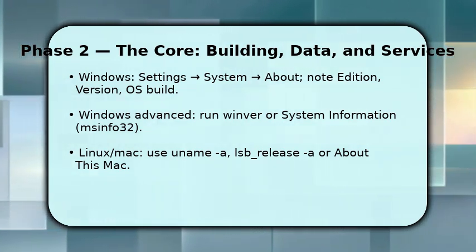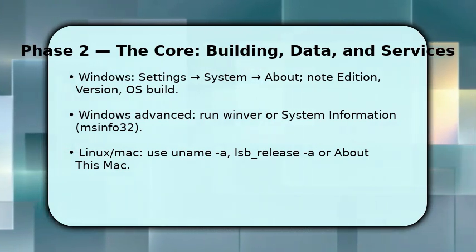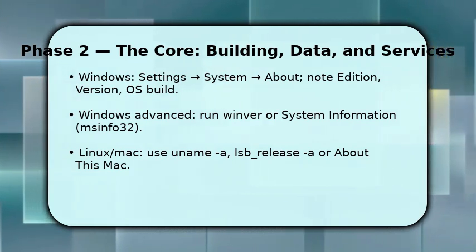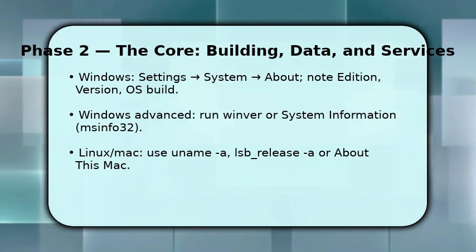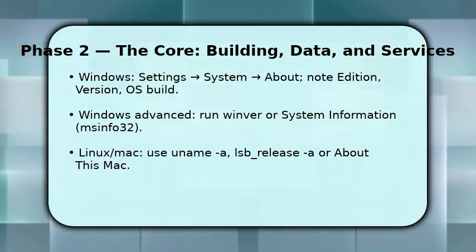On Linux, run uname and lsb_release to capture kernel and distribution versions. On macOS, confirm the macOS name and version in About This Mac and click System Report for build numbers. Once done, jot down the exact strings. They matter for patches and drivers.